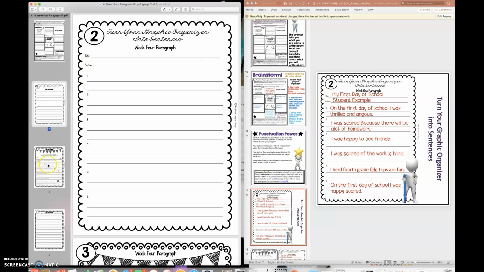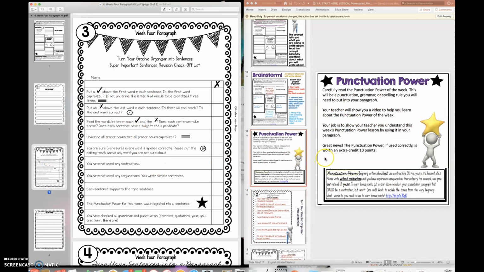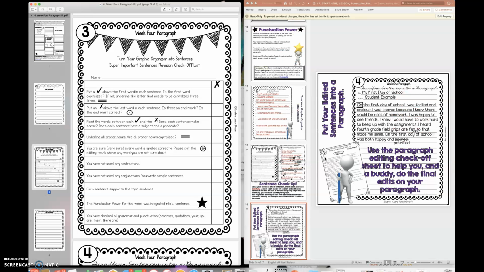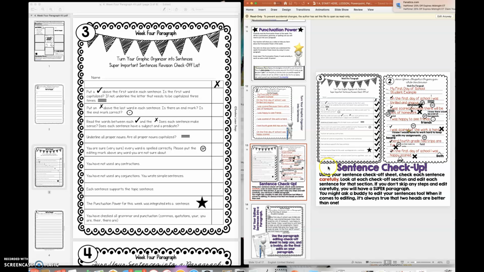So today you're going to put some editing marks in there, and I'm just going to show you on here kind of what it should look like. So you're going to check each sentence carefully, look at each checkoff section and edit each sentence for that section. If you don't skip any steps and edit carefully, you will have a super paragraph. You might ask a buddy to edit your sentences, which we're going to do later in the week, but at the same time, you can still ask people to help you at this stage.